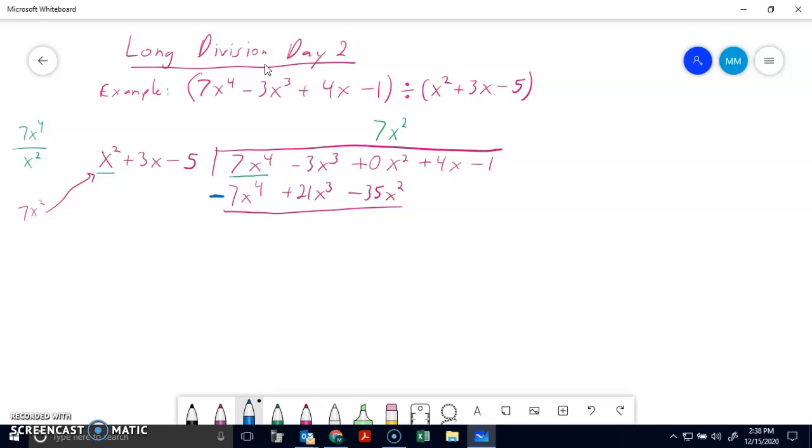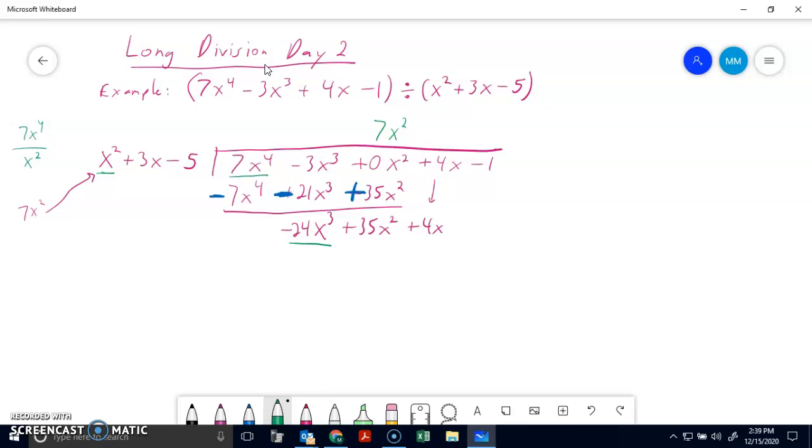So subtract 7, subtract 21. Subtract negative 35 turns it into a plus 35. And by physically changing the signs, I usually get fewer mistakes. So 7 minus 7 is 0. Those cancel like they should. Negative 3 minus 21 is negative 24x to the third. 0 plus 35 is 35x squared. I bring down the 4x, and we do it all again.